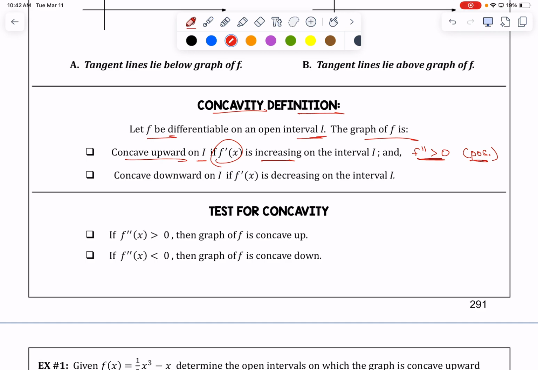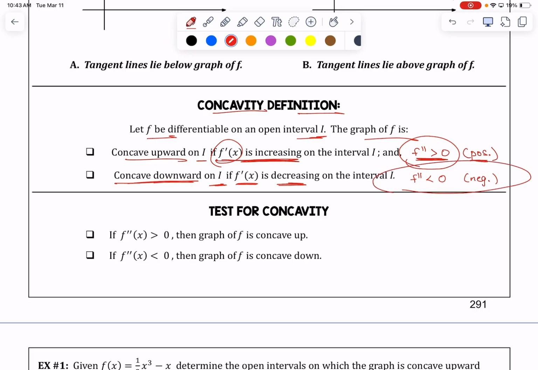So, concave up, where the first derivative is increasing, which is where the second derivative is positive. Hold on. Concave down on I is where f prime is decreasing, which is where the second derivative is what? Negative. There we go.